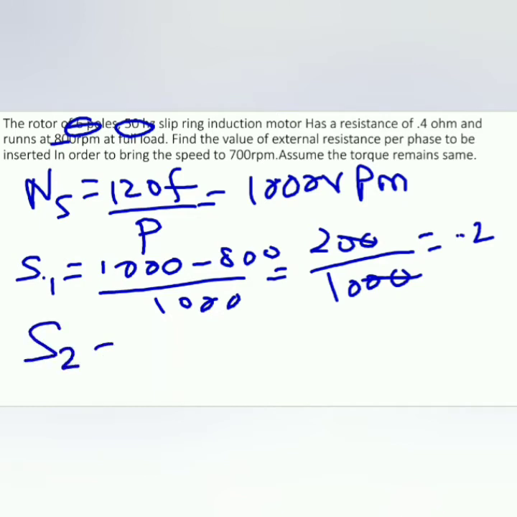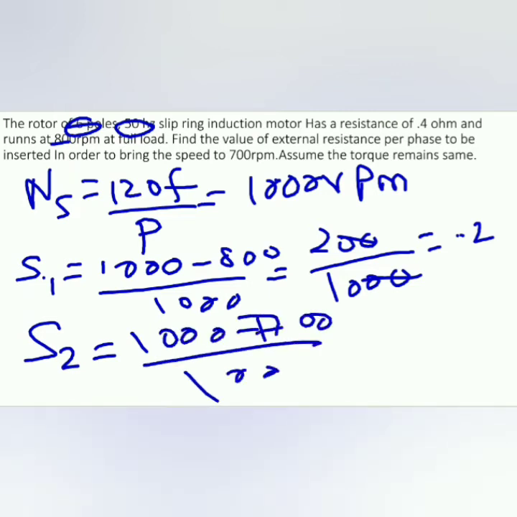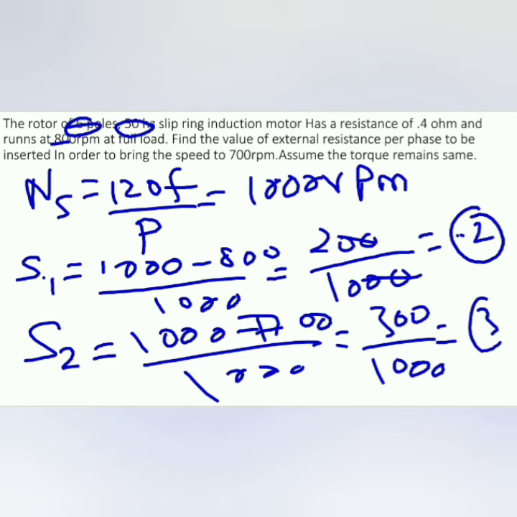And now when we find S2, it will be 1000 minus 700 rpm, since the second time it is rotating at 700 rpm, divided by 1000, so it will be 300 by 1000. Now the answer will be 0.3. Sorry, these are not percentages; the slip values are 0.2 and 0.3.